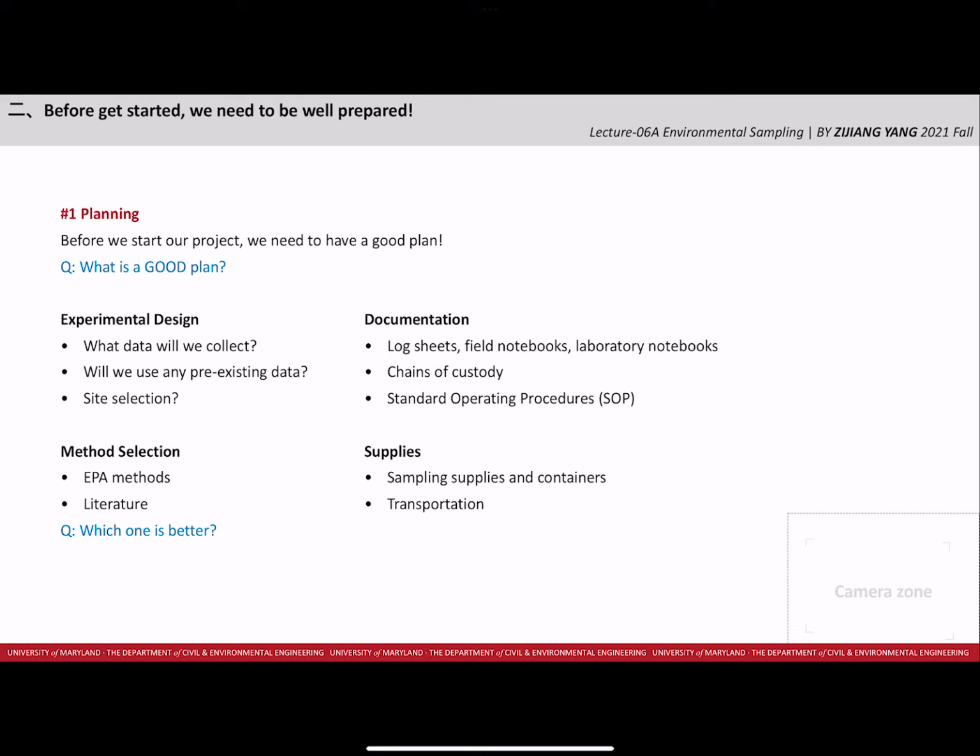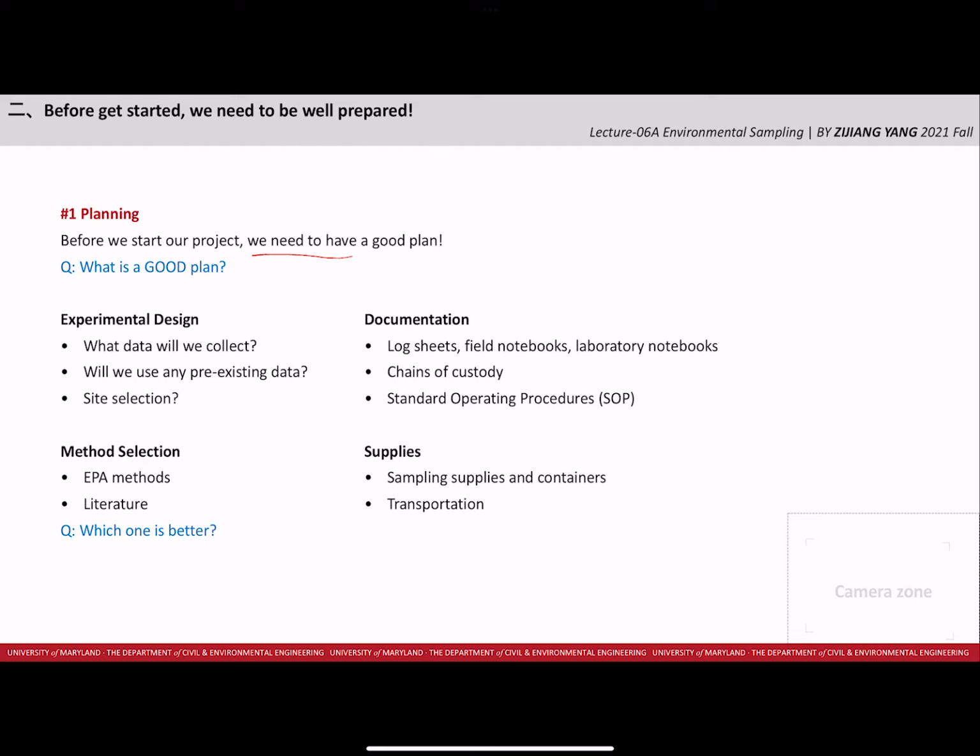So first is planning. Before we start our project, we need to have a good plan. So here I have a question: what is a good plan? How do you guys think? Do you guys have any ideas? A good plan has details. Yeah, lots of details. So it has details so other people can follow the exact steps: what you're collecting, how much of it, how you're going to contain it. Yes, so it will have an inventory to list all the stuff that we need. Any other ideas?